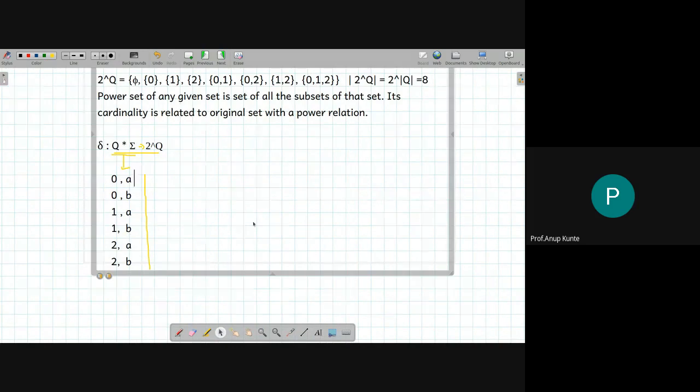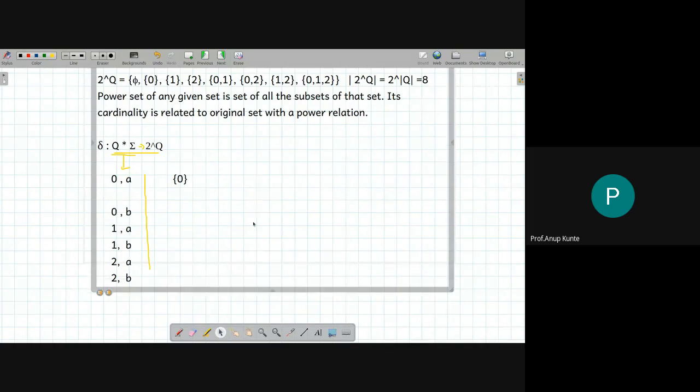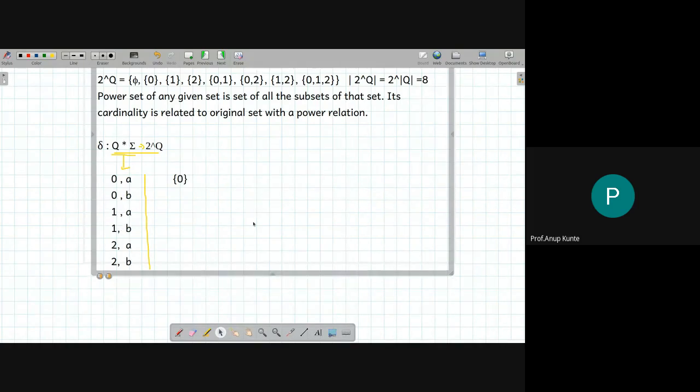Get the space for writing it. So I may have 0. On the other side, on the right hand side, I have these sets. I may have 1. I may have 2. I may have 0, 1. Okay. I may have 0, 2. Then I may have, what? 1, 2. These are 6, 7, total 8, right?